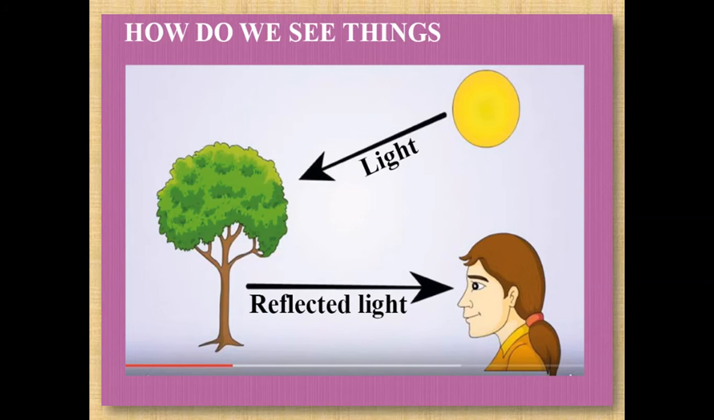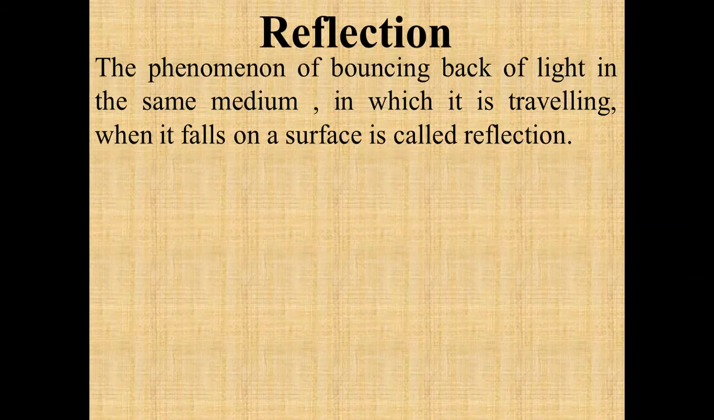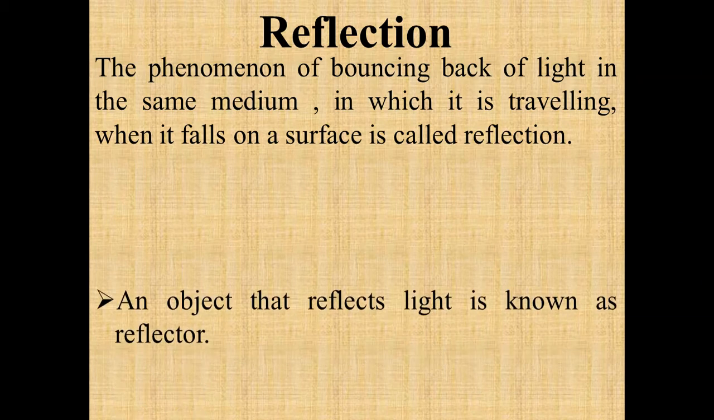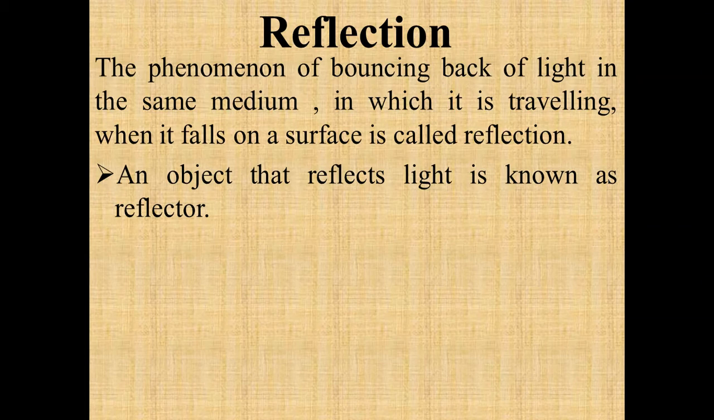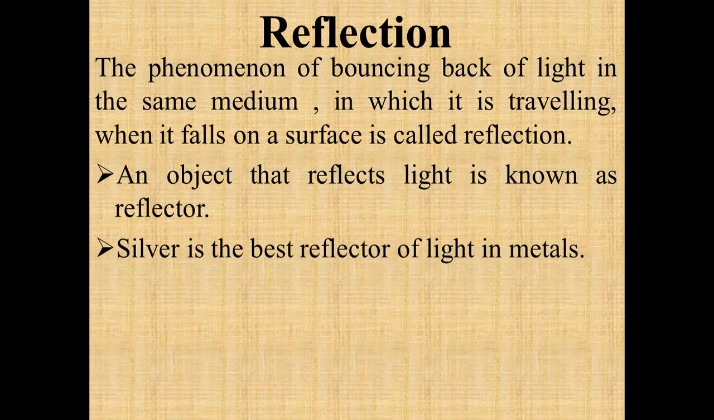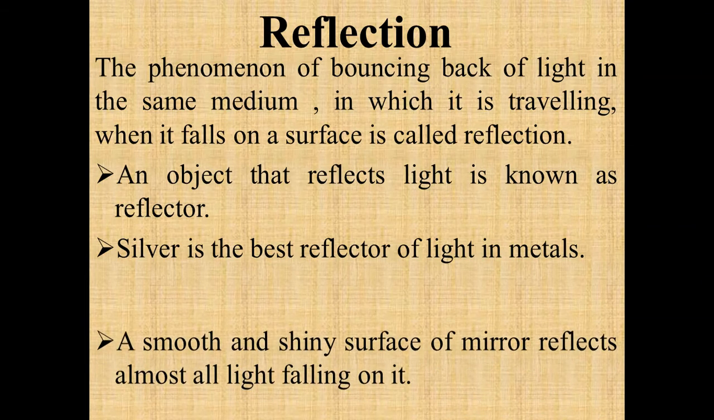So whenever the light falls on an object, it reflects from the surface of the object, and it reaches our eyes. That is why we are able to see an object. So what is the reflection? It is the phenomenon of bouncing back of light in the same medium in which it is traveling when it falls on a surface, called reflection. An object that reflects light is known as a reflector, and silver is the best reflector of light in the metals. That is why silver coating has been done at the other surface of the mirrors.